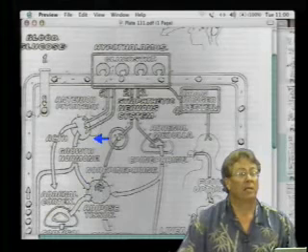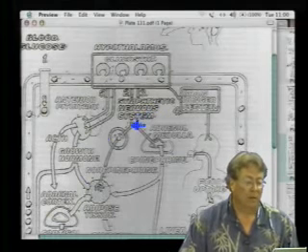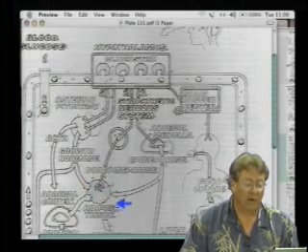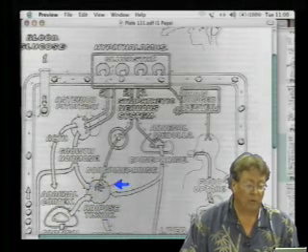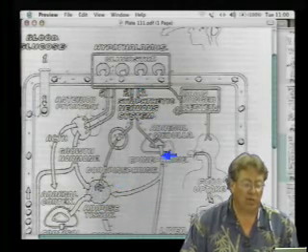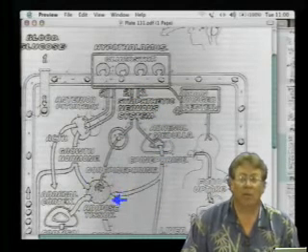So here's the sympathetic nervous system causing the release of norepinephrine at the level of the adipose tissue, and epinephrine, which acts on the adipose tissue, and it also acts on muscle tissue.